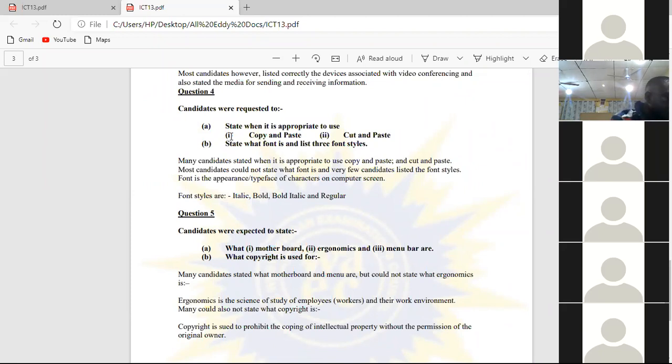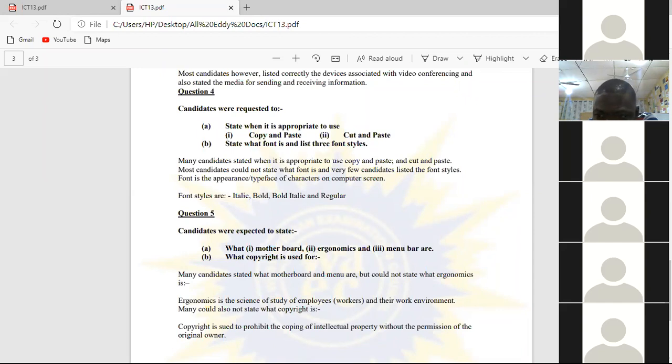Candidates were asked to explain communication as used in the computer industry. State what video conferencing is. Candidates were requested to state when it is appropriate to use copy and paste, cut and paste. State what font is and list 3 font styles. So when do we use copy and paste, cut and paste, font, and then 3 font styles?